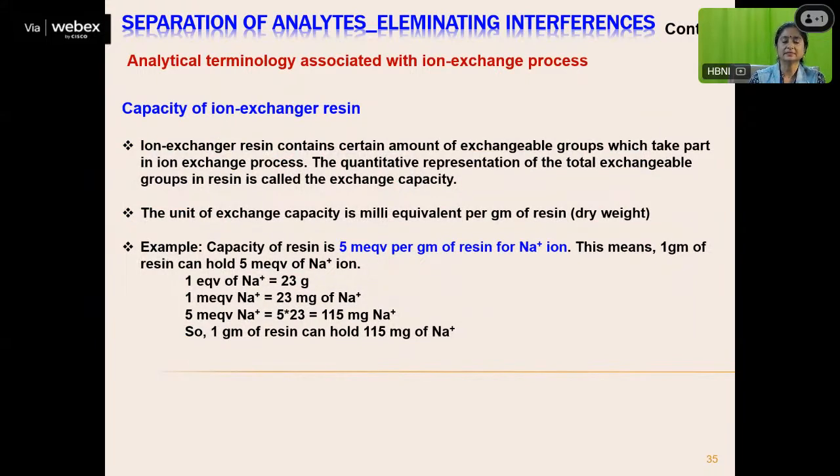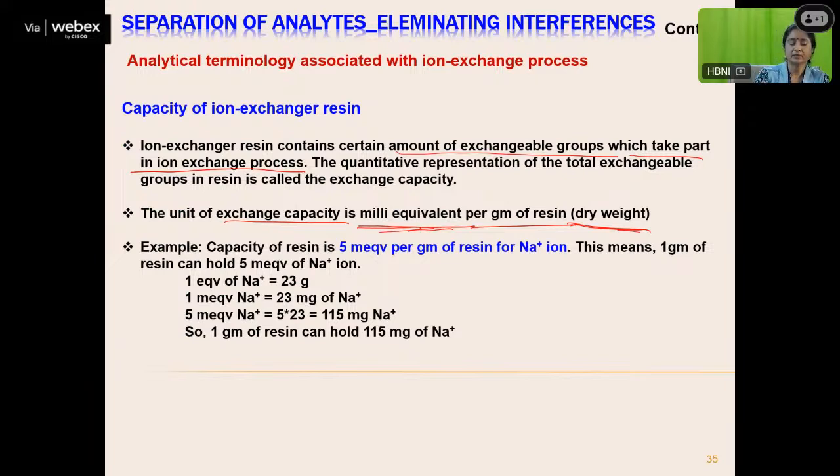How to calculate the capacity of an ion exchange resin? Ion exchange resin contains a certain amount of exchangeable groups which take part in the ion exchange process, and the quantitative representation of the total exchangeable groups in the resin is called exchange capacity. The unit of exchange capacity is milli-equivalent per gram of resin, for dry weight. Because you know that when you put resin in aqueous medium, it absorbs water and swells. But capacity is defined per dry weight.